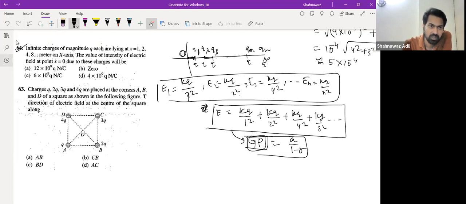Yes, sir. So take this as your homework. We have to calculate the direction of the electric field as well, so just calculate the electric field at this point. Okay, guys, so see you next week. You have one week to solve this problem.